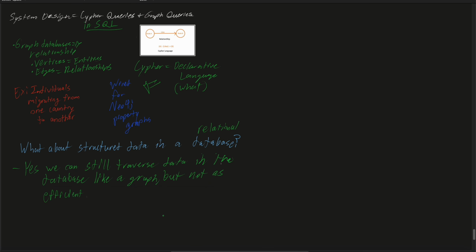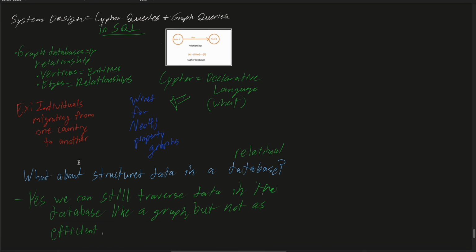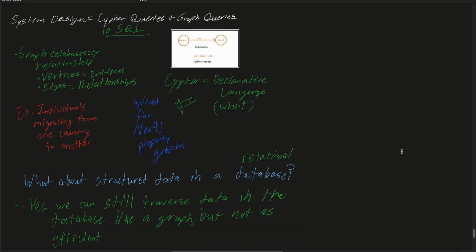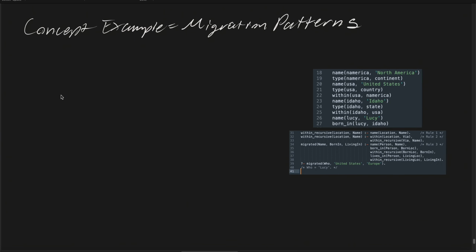So let's move on. Feel free to take a screenshot, and let's head over to our concept example. Now, to go over a concept example, let's consider tracing migration patterns. Let's consider a scenario where we wish to uncover migration patterns within our social network.